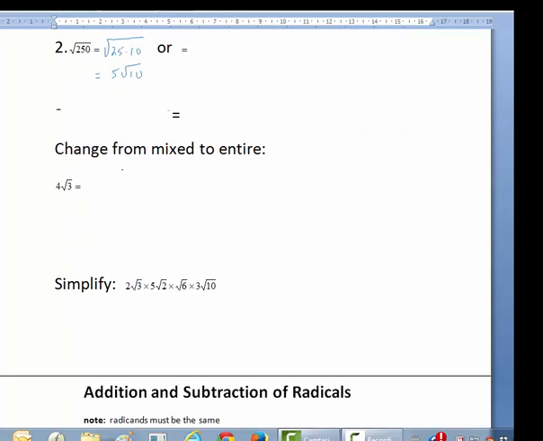But if we want to change from a mixed to entire, well, 4 times root 3, the 4 came from the square root of 16, so it comes from 4 squared times 3, equals the root of 48. Simplify this. You can stop the video and see how you've done.